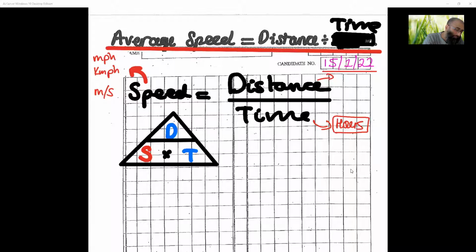Now, distance is normally measured in miles, kilometers, meters, normally in those kinds of units. Have you written all this down, Haseeb? I asked Haseeb and everybody else answered, and he hasn't actually written it down.